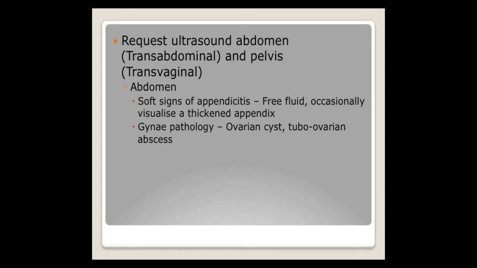Within the abdomen, it may be possible to identify some soft signs of appendicitis, such as free fluid in the pelvis, and occasionally visualization of a thickened appendix is possible. Within the pelvis, you are more concerned of a gynecological pathology as the cause of the pain, such as an ovarian cyst or a tubo-ovarian abscess.